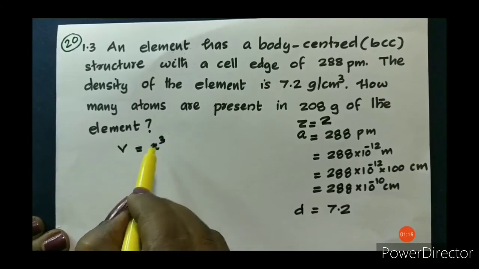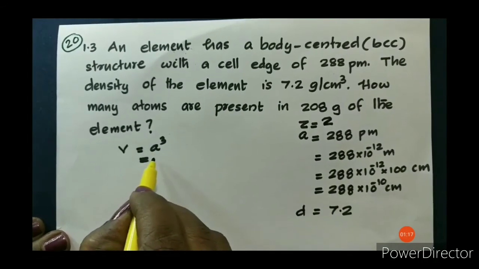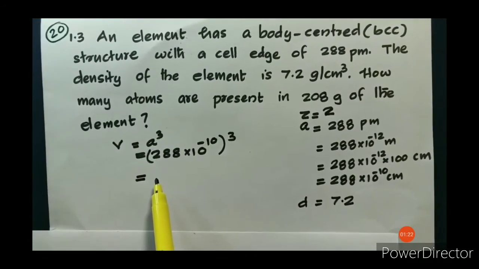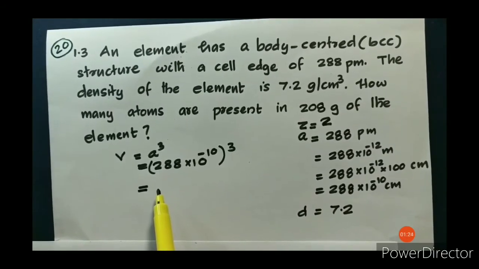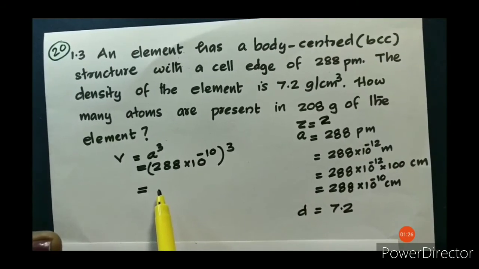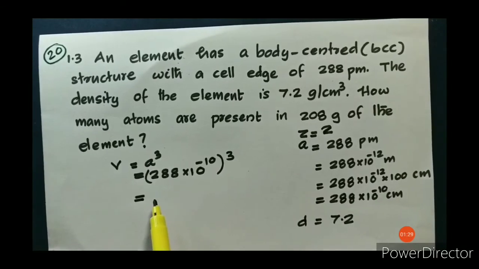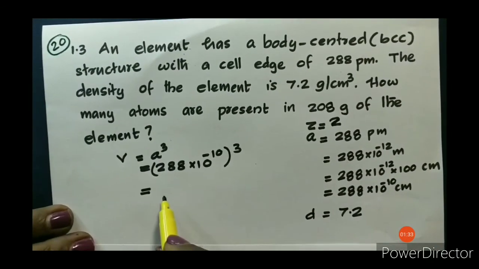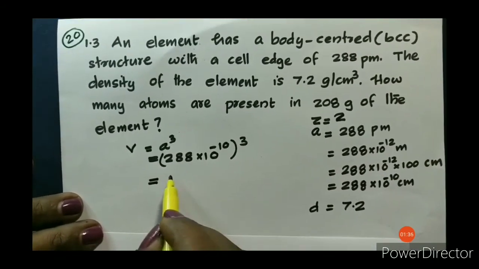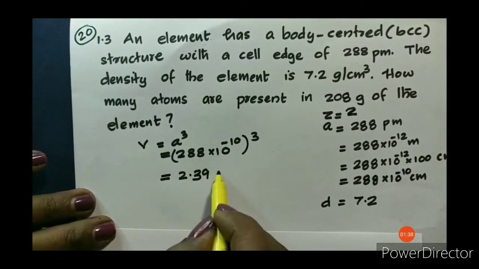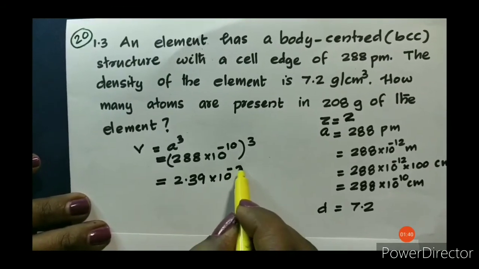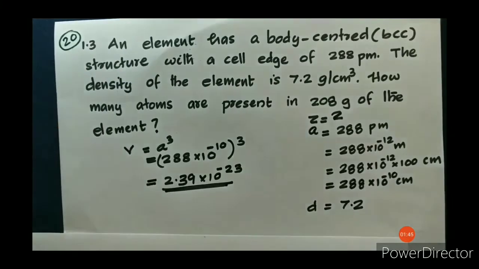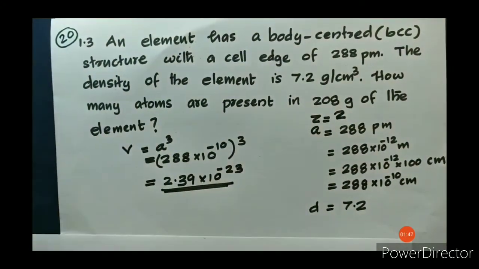For solving this problem, first we calculate the volume of unit cell, which is equal to A cube, which is equal to 288 into 10 raised to minus 10 the whole cube. Then 288 the whole cube into 10 raised to minus 10 the whole cube. Then on solving these numericals, we get 2.39 into 10 raised to minus 23. This is the volume of unit cell.